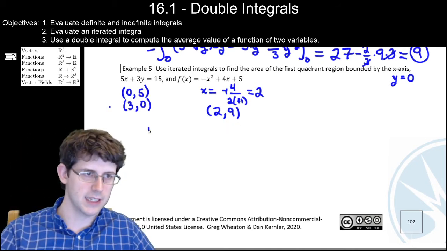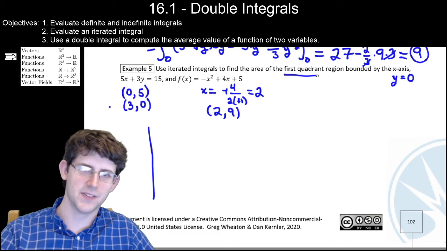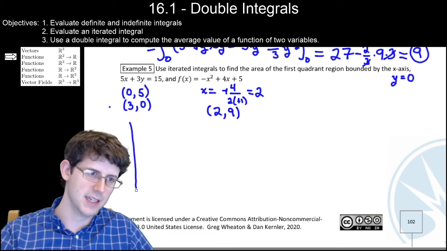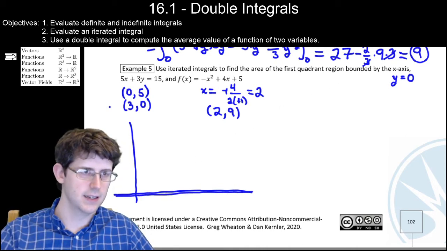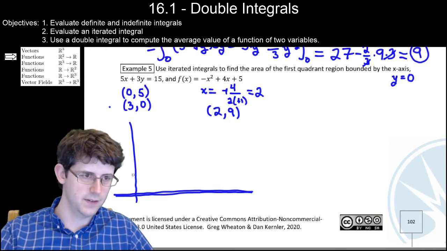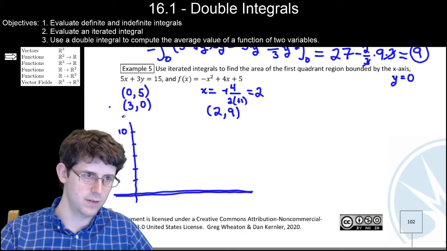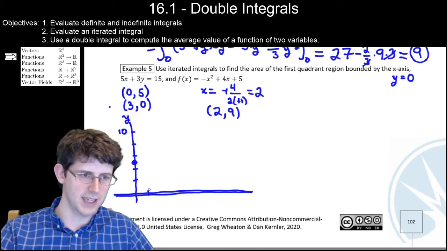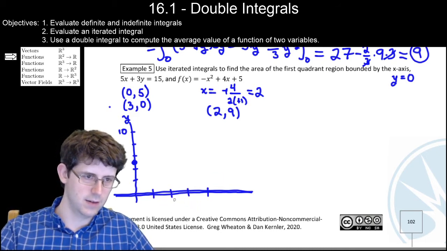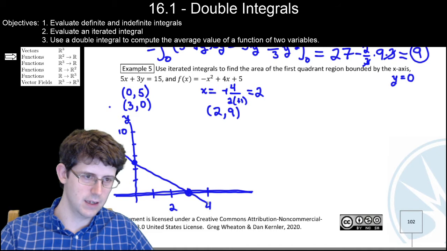Okay, let's get a picture. Looks like it's all mostly happening in the first quadrant. Oh, it says first quadrant. Should have paid attention. So the x-axis, that's this x-axis here. I've got 0, 5, 2, 4, 5, and 3, 0. Let's stretch out the scale a little bit. 3, 0.